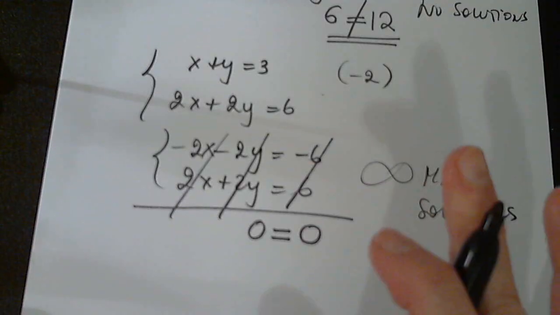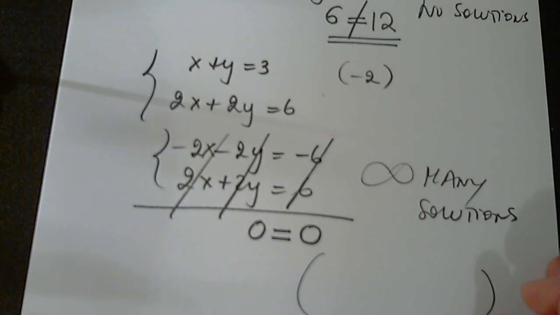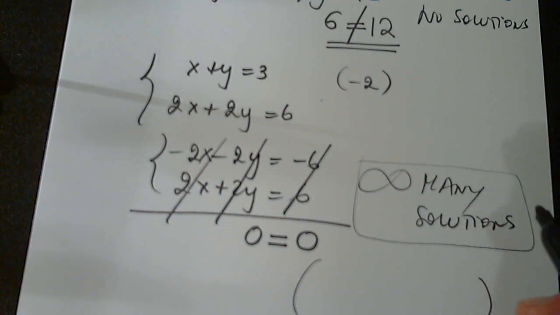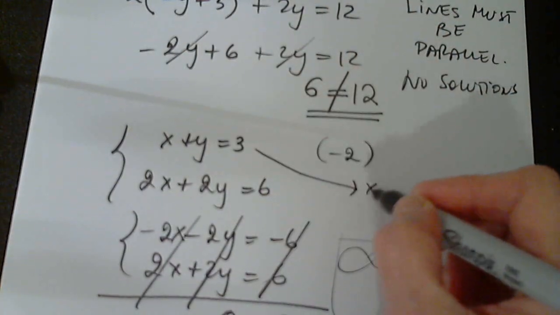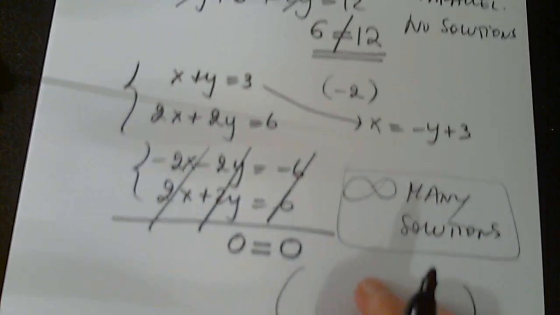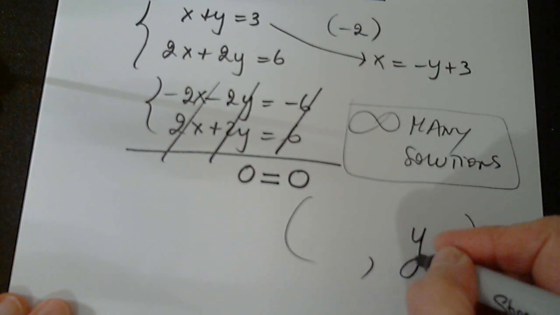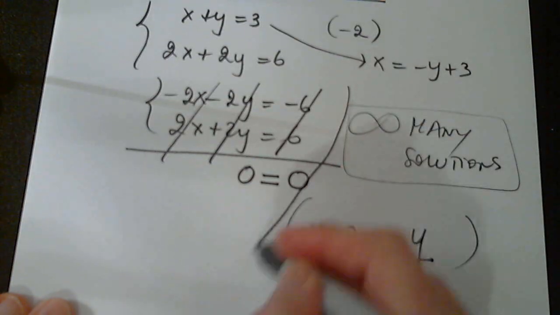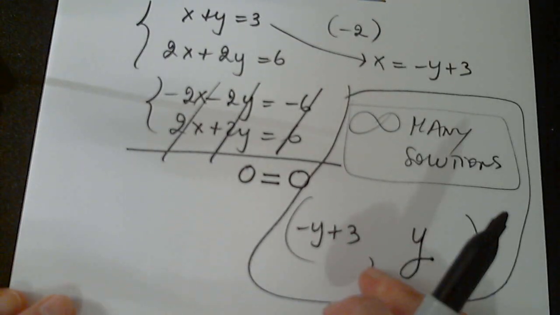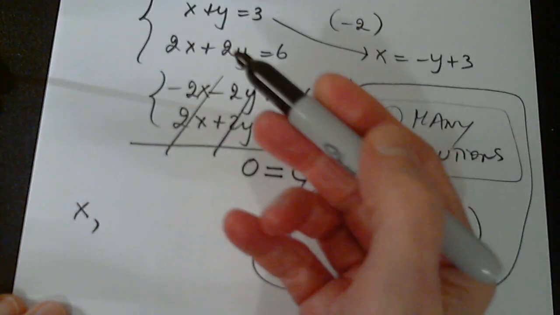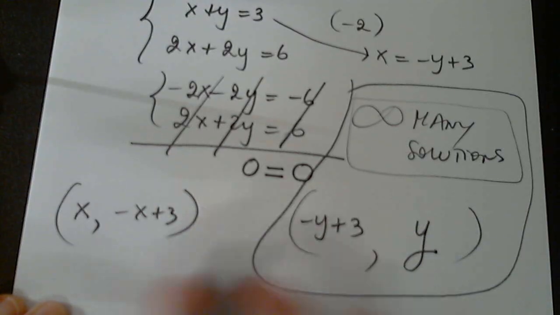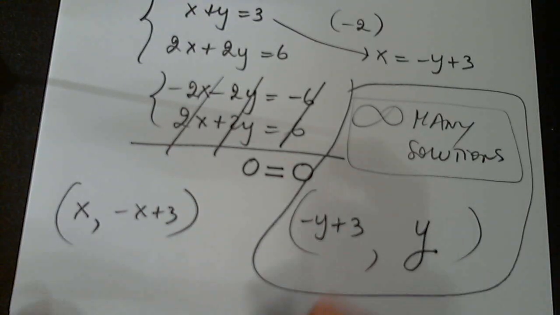And here's how we write, very interestingly, the solution that incorporates everything. Is there a way? Yes, there is a way. So previously we solved for x. X was negative y plus 3. Okay. So when y is y, x is negative y plus 3. Is there another way of writing it? Yes. When x is x, then I solve for y, so I have negative x plus 3. It doesn't matter how you write it. They both mean the same.